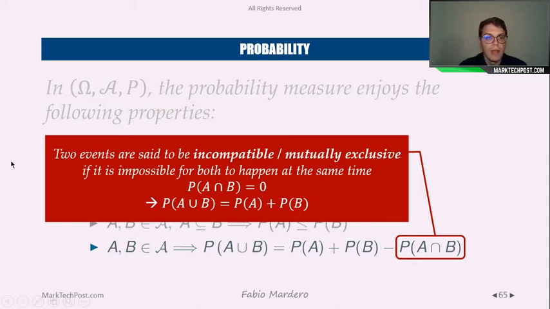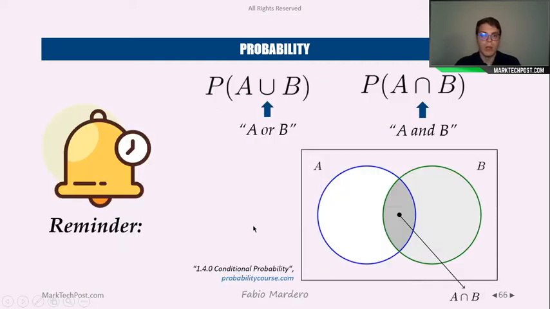Then we have, since the two events could be mutually exclusive, so this term is equal to 0, then if the two events are like that, the probability of A or B to happen is equal to the probability of A plus the probability of B. So this is a little slide as a reminder.